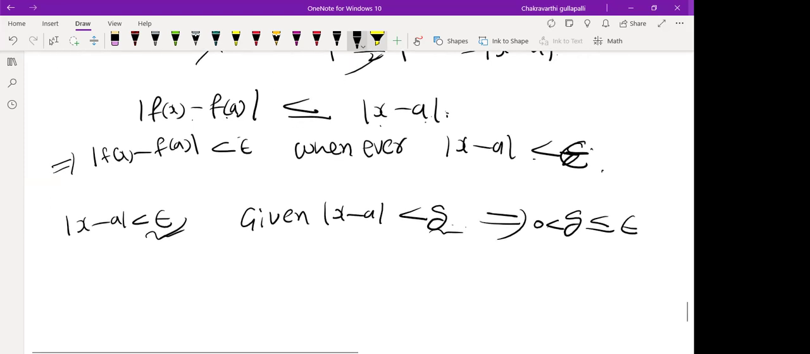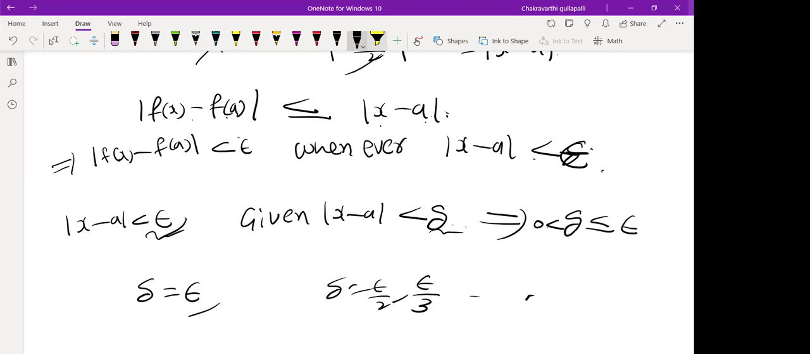Therefore, what are the values of delta? There are many values. In particular, delta can be epsilon. Delta can be anything: epsilon by 2, epsilon by 3, anything less than epsilon. So how many values are there for delta? Yes, infinitely many. All of them depend only on epsilon, but not on a. You did not get your delta in terms of a. We got it independent, that is, for all a. Whatever may be your a value, delta can always be epsilon, epsilon by 2, epsilon by 3, and so on. That means delta doesn't depend on a.